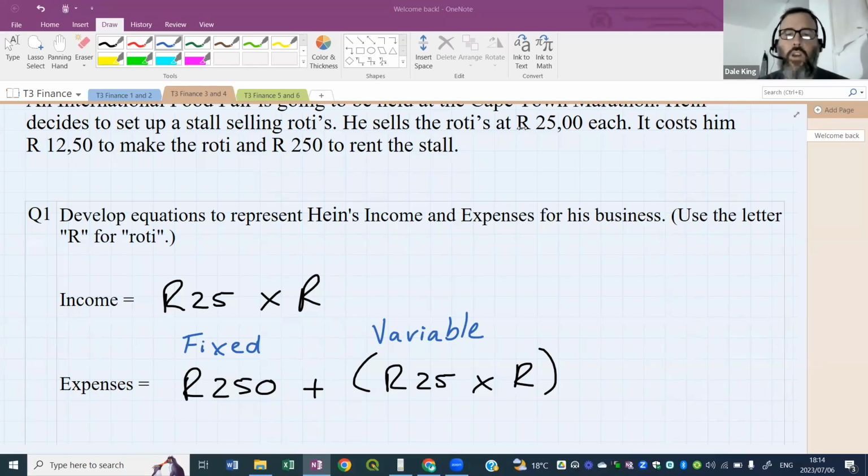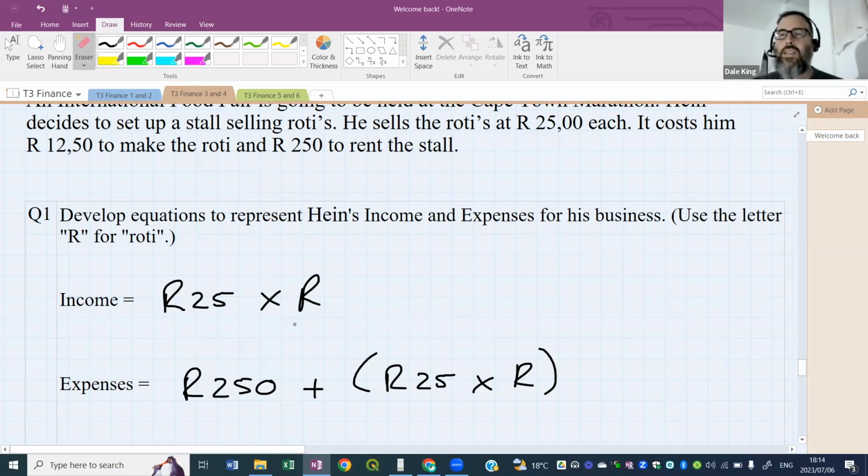They don't change. The variable expense will change according to the number of rotis. Now, you guys have done very well in creating these equations. We took a little bit more time on Tuesday. We've come a long way since Tuesday in creating these equations.